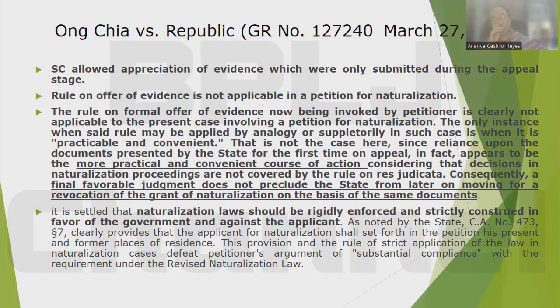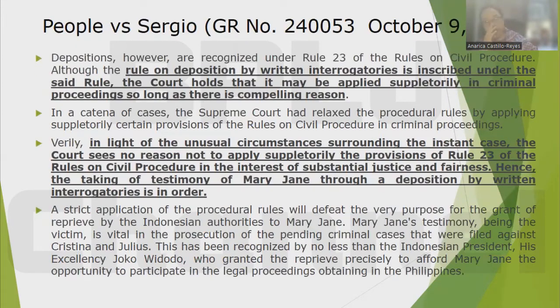Okay, Ongchia versus Republic. In this case, the doctrine is that in naturalization proceedings, the rules of civil procedure are not applicable primarily. They can be applied in a suppletory manner, but not primarily. Okay? We have the case of People versus Cell.